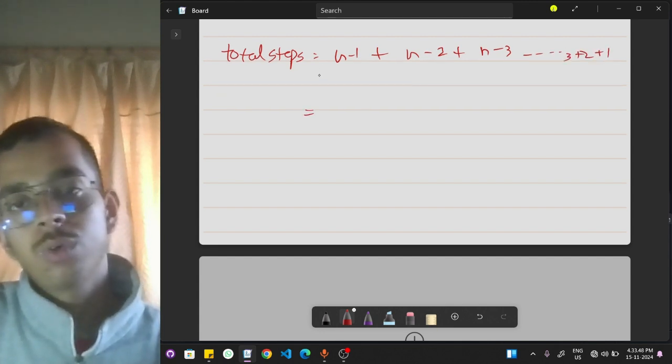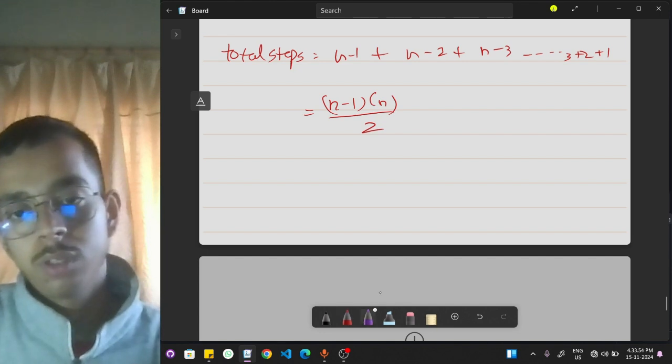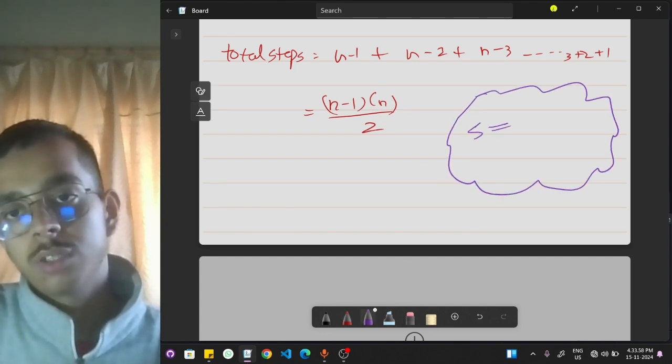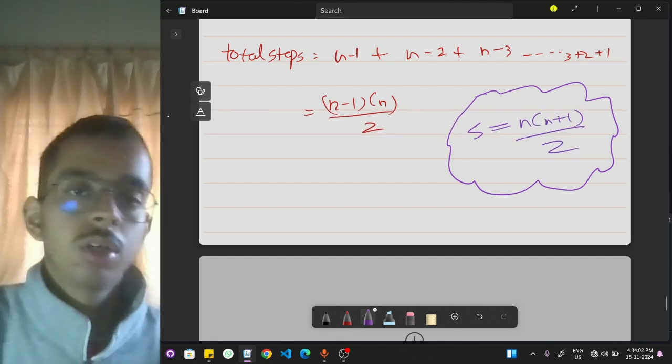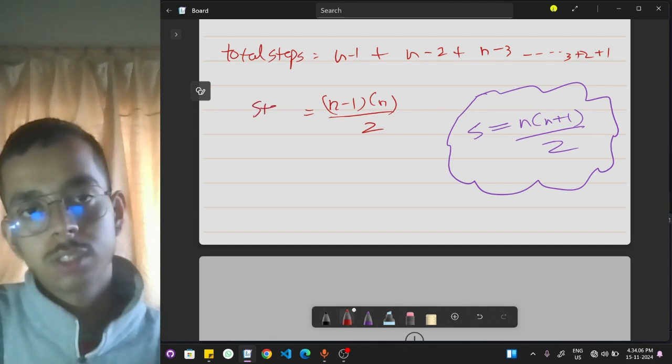Okay, so what is this sum? This sum is actually (n minus 1) times n by 2. If you don't know the sum of the first natural numbers, it's actually this. So these are the total steps.